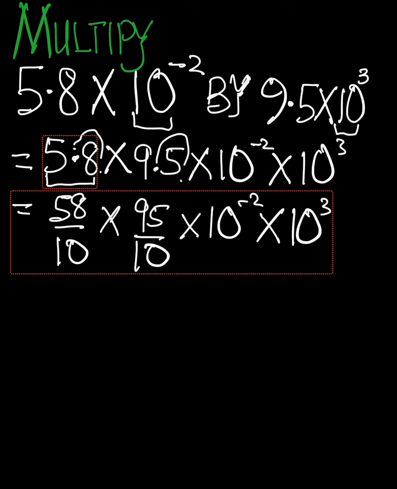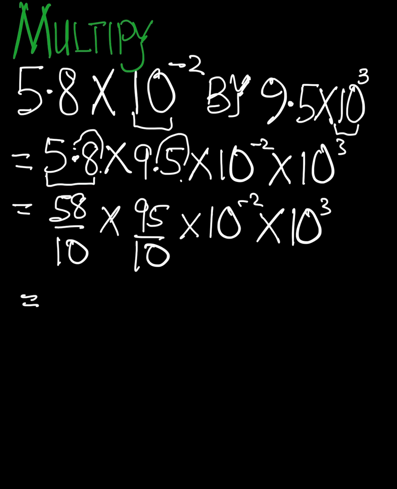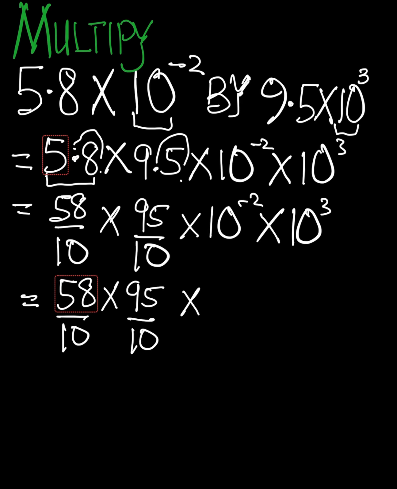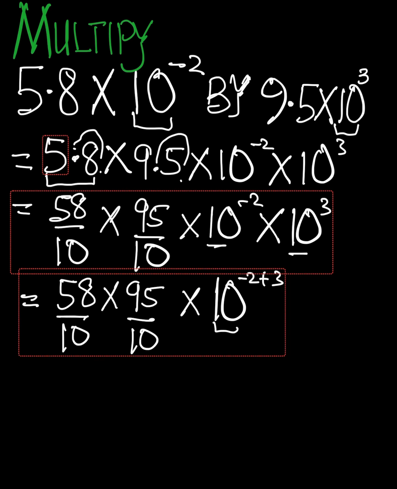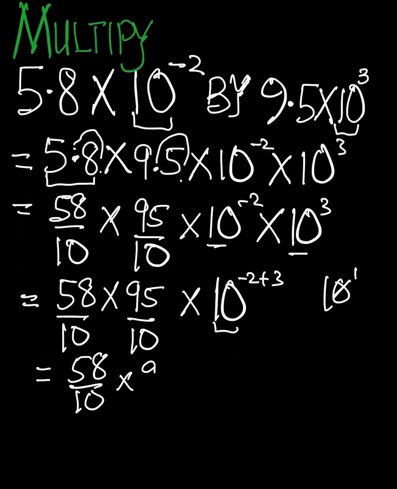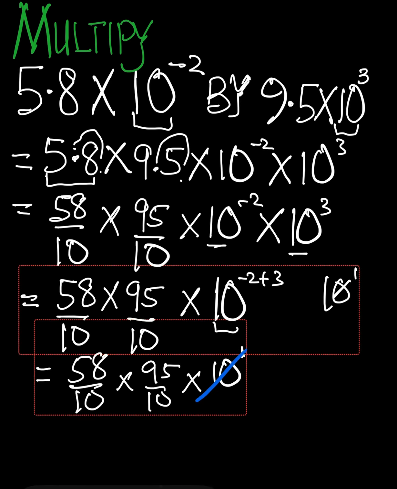Now, once we're able to do this, you can see that we can eliminate something, right? We can say 58 times 95 over 10 divided by 10 as well, times, we can simplify this if we want to, right? It's going to be 10 to the power negative 2 plus 3. That gives us 10 to the power of 1, right? And that one can cancel one of these. So pretty much we're going to have 58 divided by 10 times 95 over 10 times 10 to the power of 1. And then this one can cancel this one out.